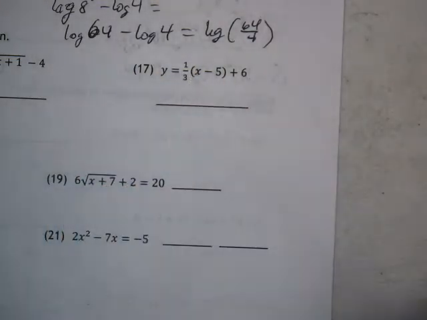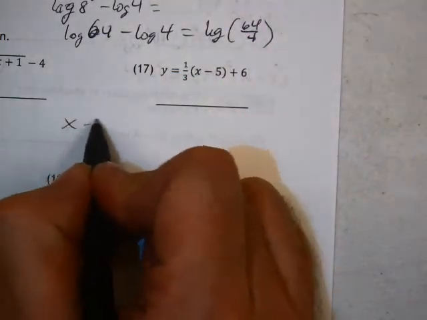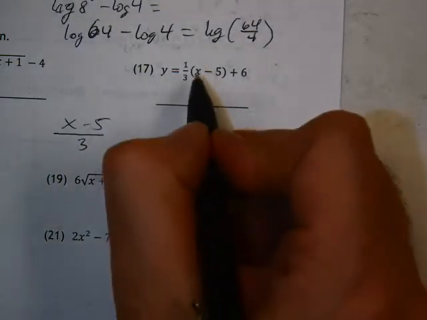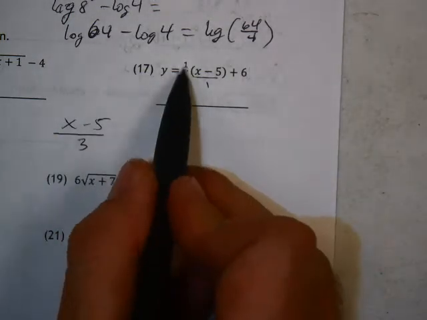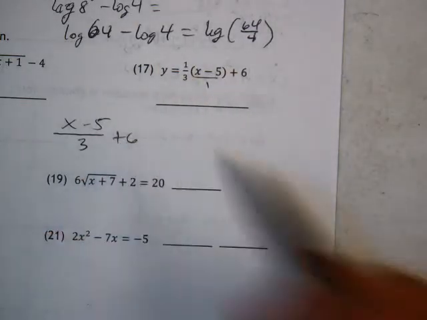So instead of seeing it as 1/3, I'm going to put this x minus 5, and I'm going to put that over the 3. It means the same thing, because really what I did is just put over 1, I'm multiplying straight across. This 1/3 is the same as taking x minus 5 divided by 3. The plus 6 didn't change.